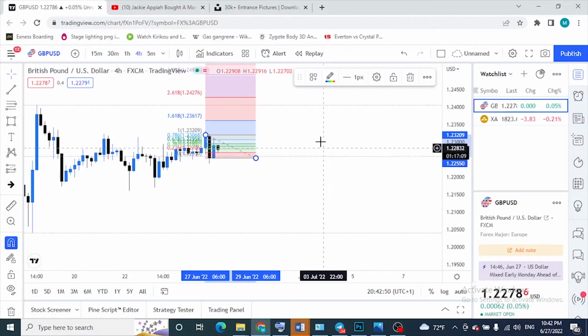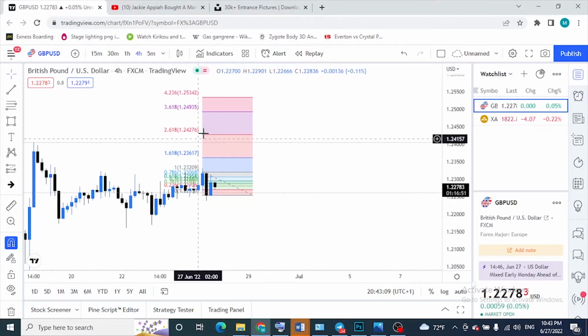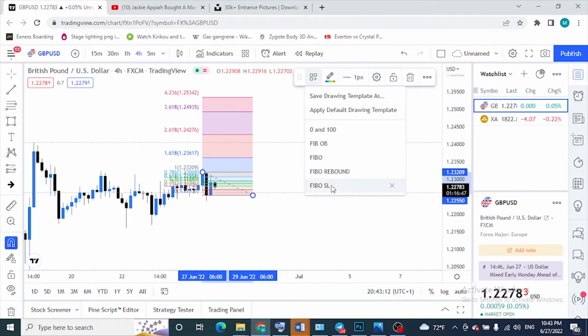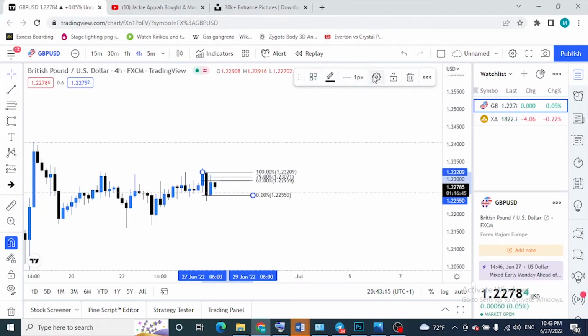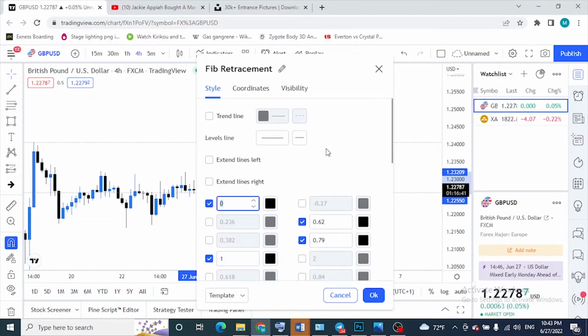So right here, this is the default fib template. I don't know what the 4.236 is, I don't know what all these extra levels are doing on the fib. I don't use them, so definitely I'm not your guy when it comes to all these extra levels. I'm going to teach you how to draw the fib the way I use it. So I'm going to leave my template right here. If you want my settings, this is it for a few seconds, and then I go on with the video.